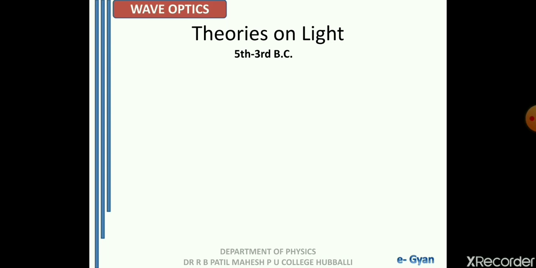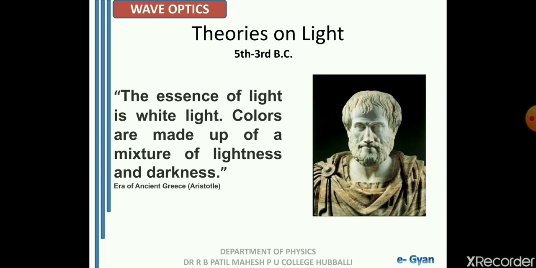After great study of light among the Greeks, Aristotle said that the essence of light is white, whereas the colors are made up of a mixture of lightness and darkness. To elaborate, the real nature of light is white. When we say light, it is absolutely white. Then why do we see different colors? According to Aristotle, the different colors are due to the combination of light with a certain amount of darkness.